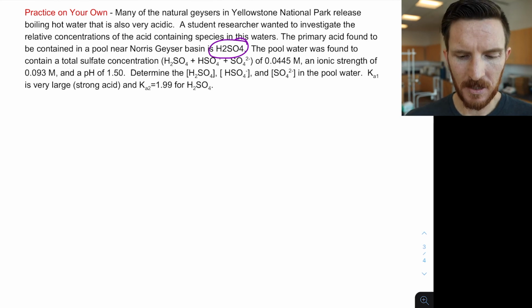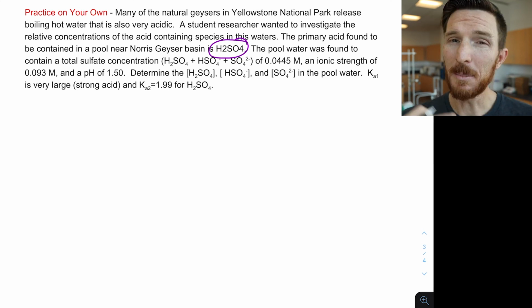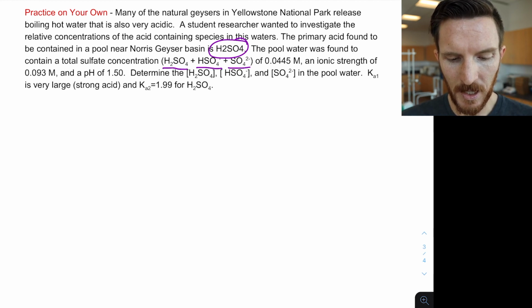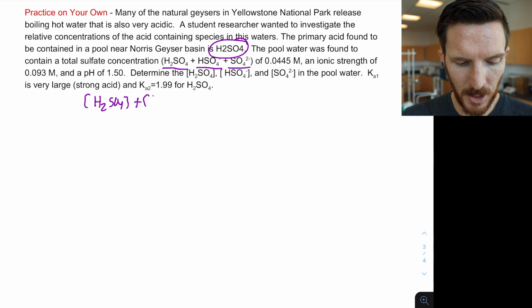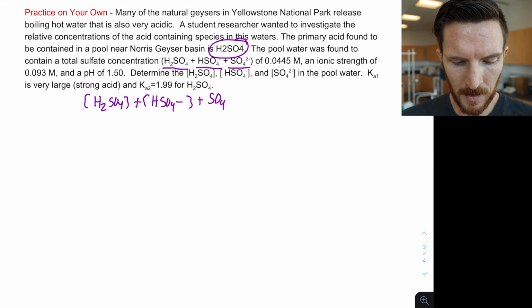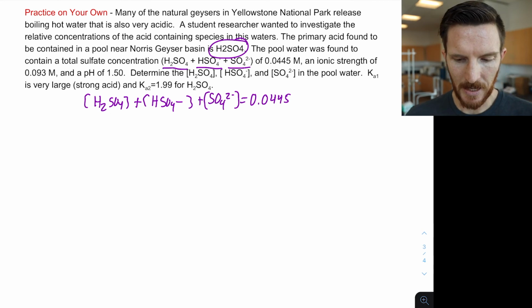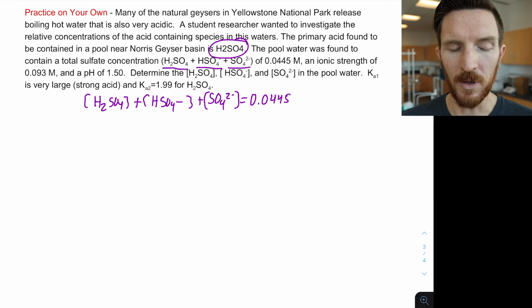And they did some analysis and they found the total sulfate concentration. So think about our mass balance of sulfate. Anything containing sulfate, our sulfuric acid, the bisulfate, and the sulfate ion, is 0.0445. And what that means is that the sum of those concentrations is equal to 0.0445. And the ionic strength of the solution was 0.093 with a pH of 0.15.